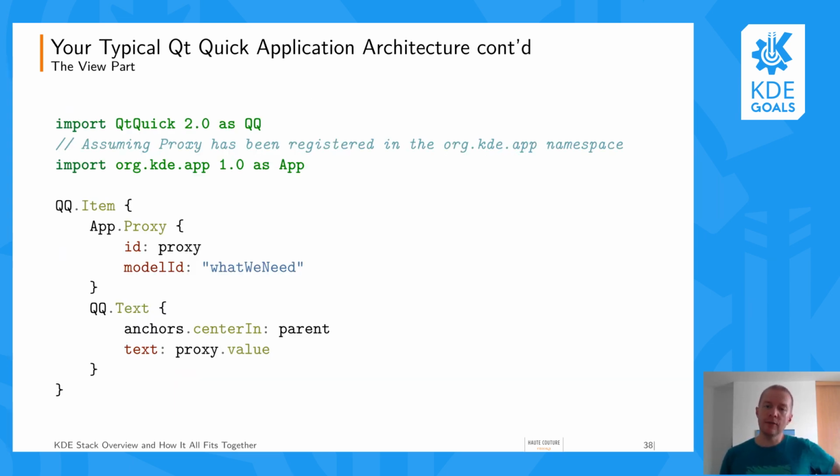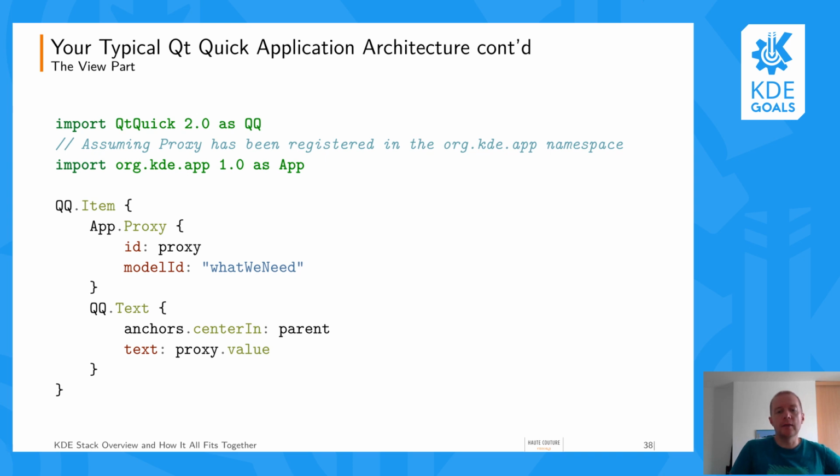On the QML side, to write the view, you would import QtQuick. We assume that the proxy has been registered in the org.kde.app namespace. That's actually decided at build time. So we import that namespace as well. And then we can create a QtQuick Item. We can create an instance of our proxy, give it an ID, say, yeah, find the model this way with some string here. I was lacking imagination, I guess.